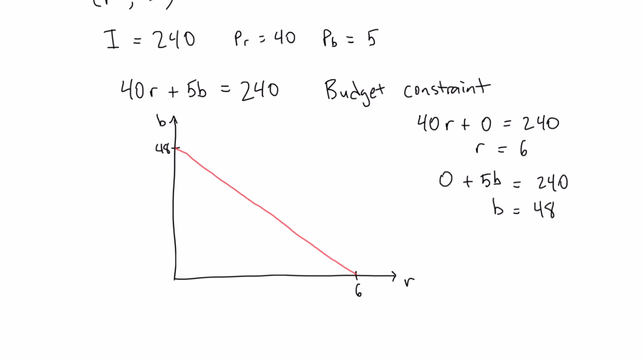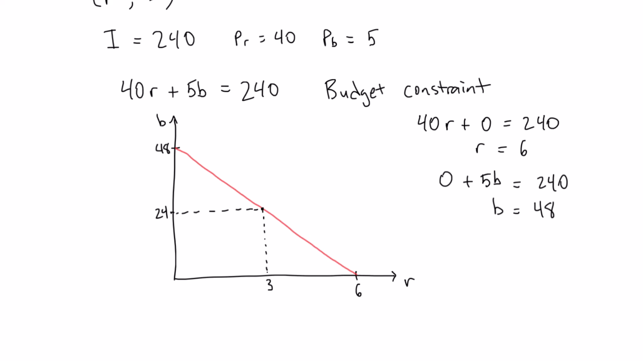Another example of a point along this budget constraint would be if the consumer spent half their income on bananas and the other half of their income on rum. That bundle would have 3 rum and 24 bananas. These are just 3 examples. There are an infinite number of bundles along this line.